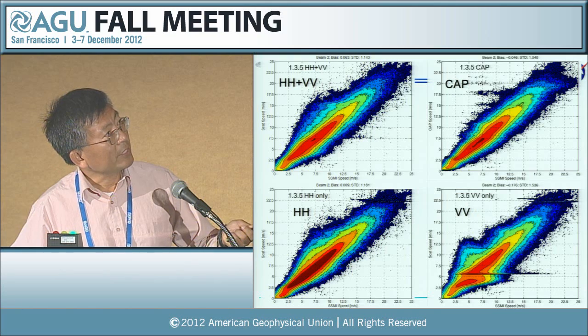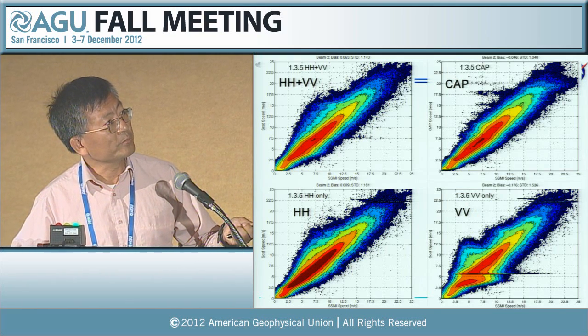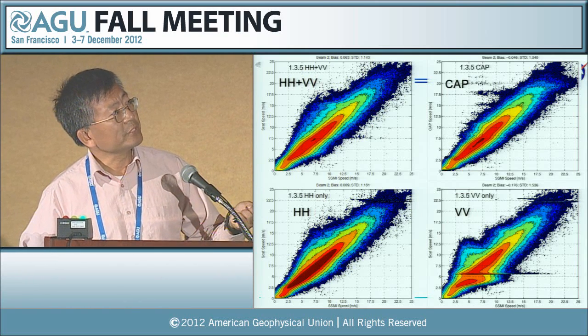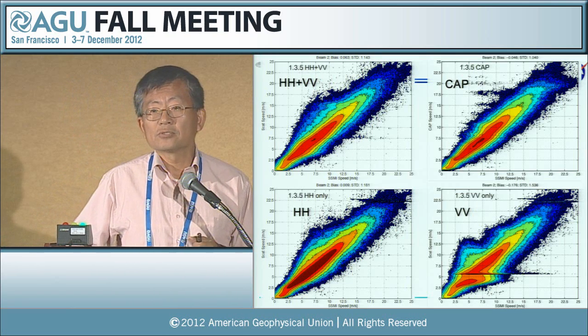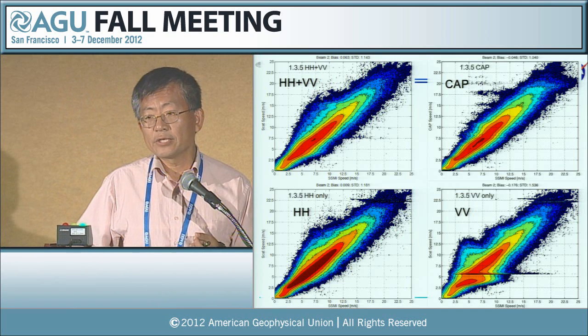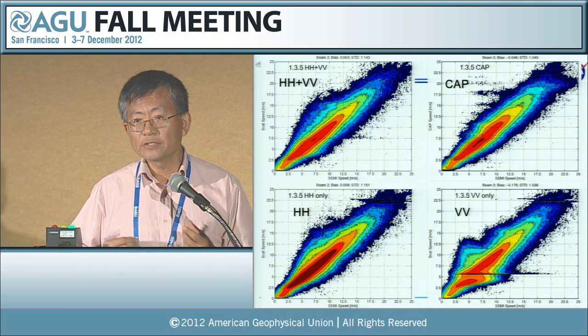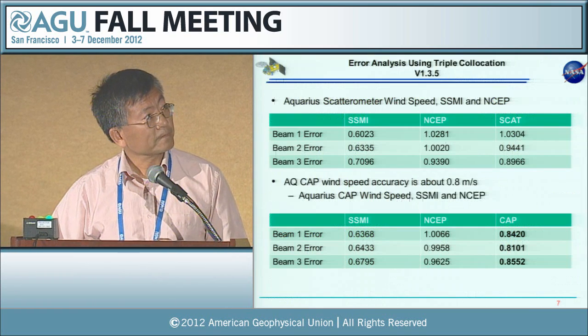And this is what I call the CAP, the combined active and passive algorithm, that will definitely give you a better result in terms of scatter in comparison with the VV and HH alone. So this one, I think, supports what I told you earlier. If you take all the information together, definitely you can get more information out of the data itself.